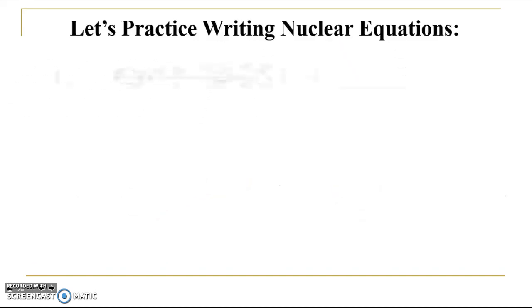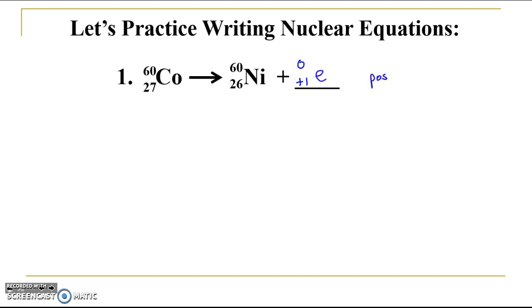So we're going to practice writing nuclear equations. So here's the first one. Cobalt goes to nickel, and what we got to do is fill in the missing blank. So what's missing? 26 plus what gives you 27? Well, it's going to be a +1 there. The mass doesn't change. +1, this is going to be a positron emission.